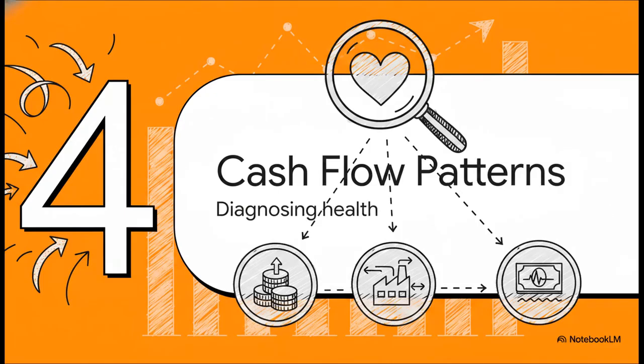Let's zoom out a bit for section 4, interpreting cash flow patterns. Now that we understand the three buckets, we can essentially diagnose the health of a business just by looking at how they interact. When you're diagnosing a company, the pattern of these signs tells an incredibly powerful story. Take a company with positive operating cash, negative investing cash, and negative financing cash, a plus, minus, minus. This is your classic mature cash cow.